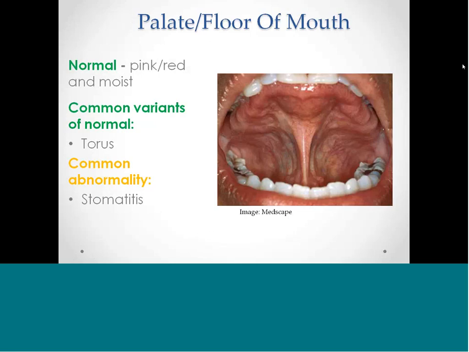Palate, floor of the mouth. Palate and floor of the mouth. A torus or tori are variations of normal and are fairly common, painless, bony, hard masses, as seen in the first assessment webinar. They have no malignant potential and they can happen on the floor of the mouth or on the palate.